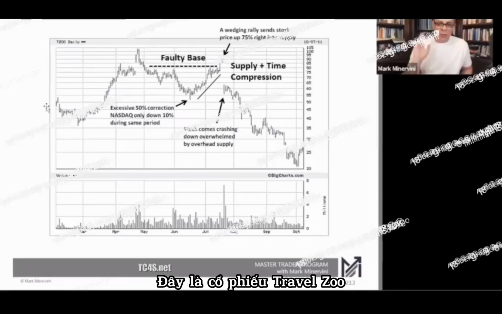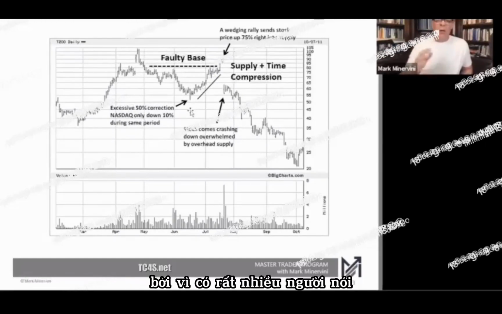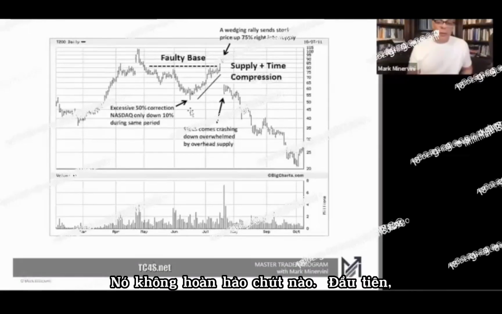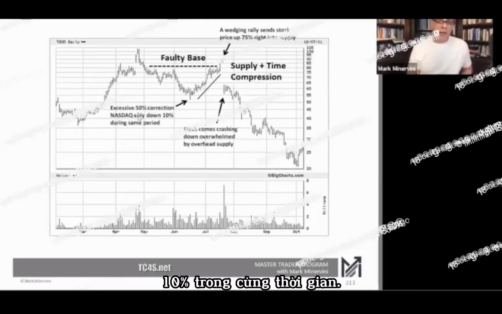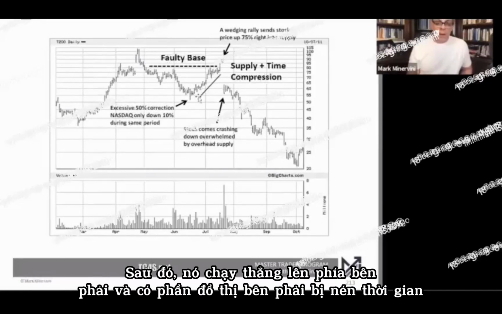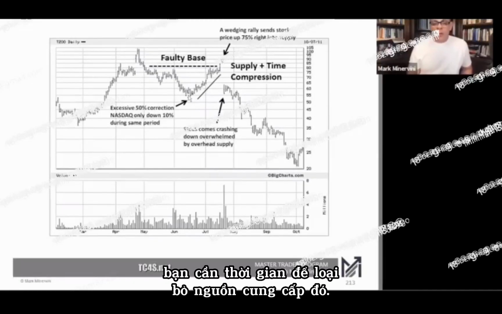Here's a stock. This is Travelzoo. I remember this really well when it was setting up, because there was a bunch of people saying, this is a cup with handle. This is setting up perfect. And it wasn't perfect. It wasn't perfect at all. First of all, you had the stock off 50% when the NASDAQ was only down 10% during the same period. So it was already showing tremendous underperformance. Then it ran right up the right side and had a compressed right side. For having such a big decline in such a short period of time, you needed time to weed through that supply.